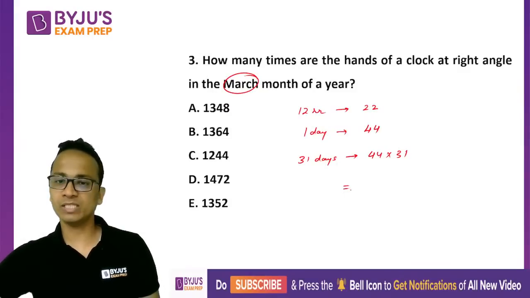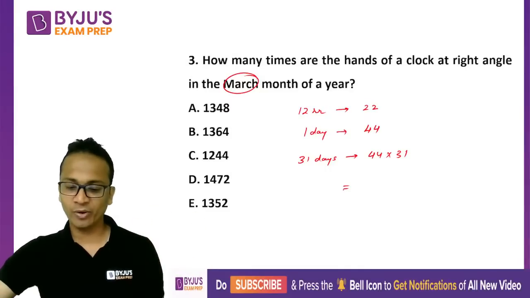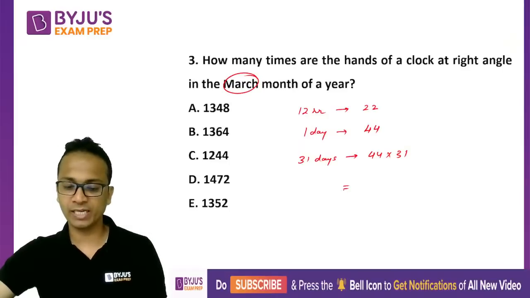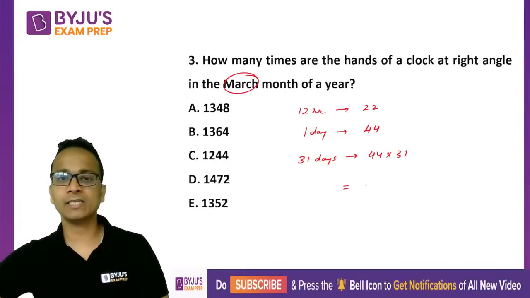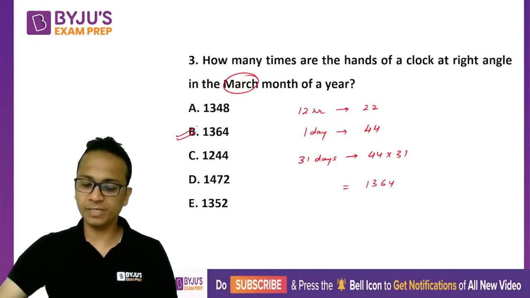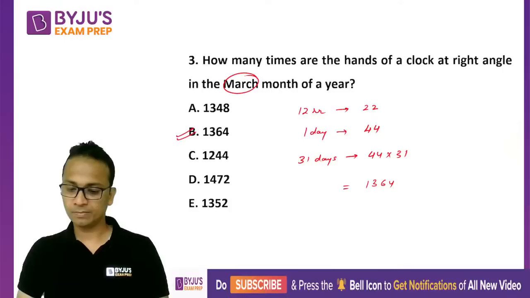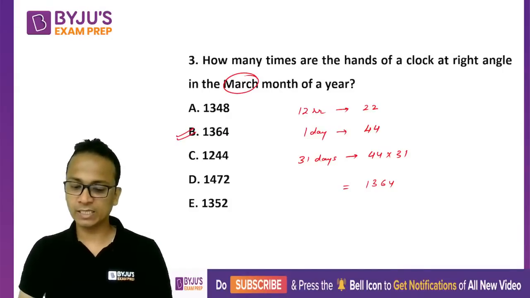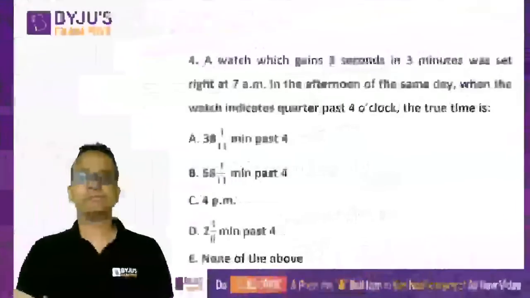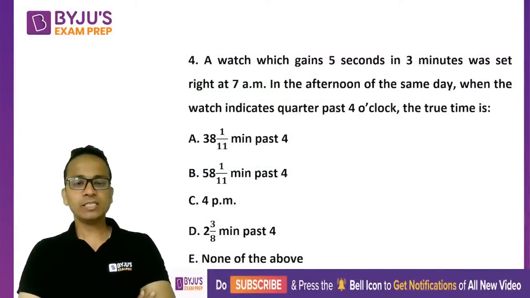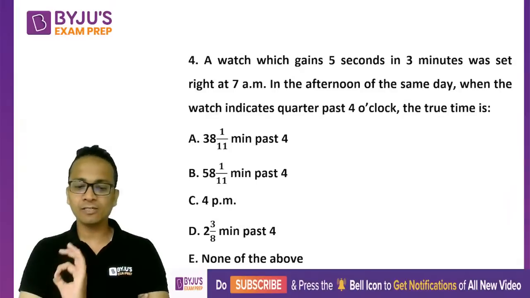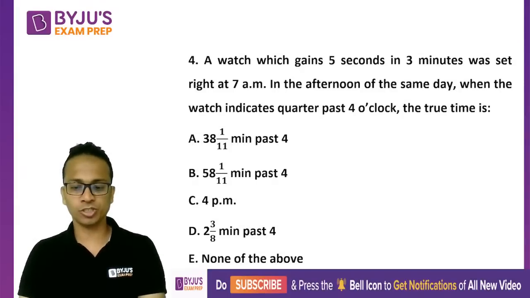Now you have to multiply 44 by 31 and you can calculate your answer. Almost all of you are absolutely correct. Yes, the correct answer is 1364. So the answer is option B. Now let's move on to the next question, question number 4. This is a different type of question, and we'll be spending some more time on it.